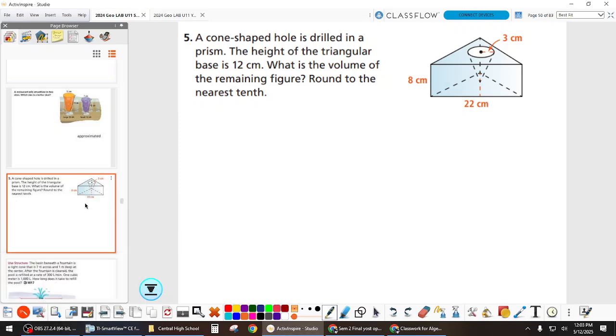So what's a good idea on how to solve this one? Maybe find the whole volume of the prism and then subtract it by the cone. Perfect, yeah. So find the volume of the whole prism and subtract out the cone. Does it matter which order you do the problem in, in terms of those two things? Okay. But let's start with finding the volume of the prism.